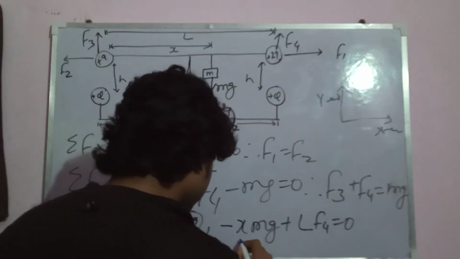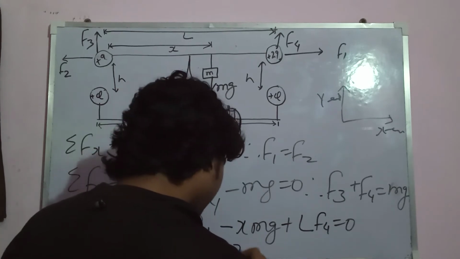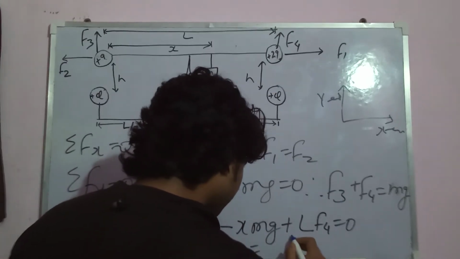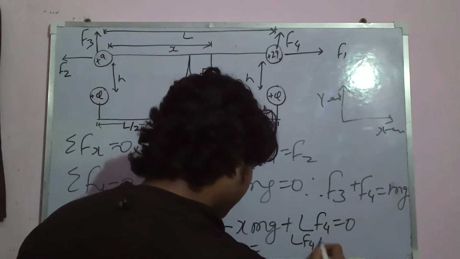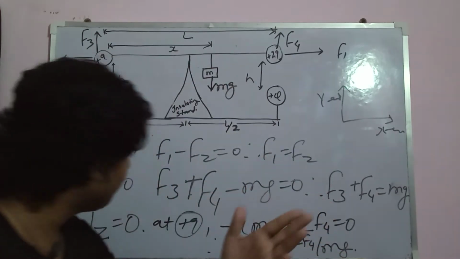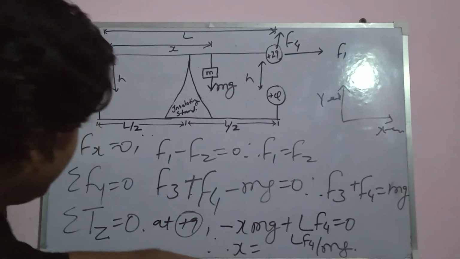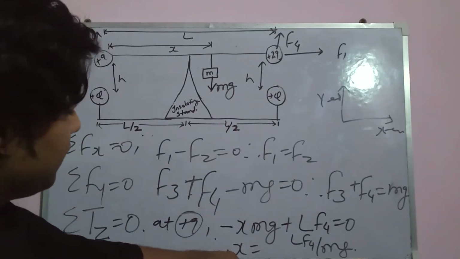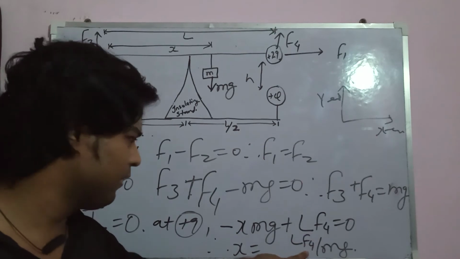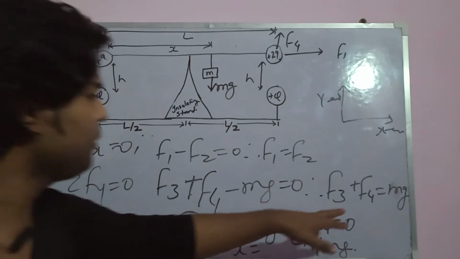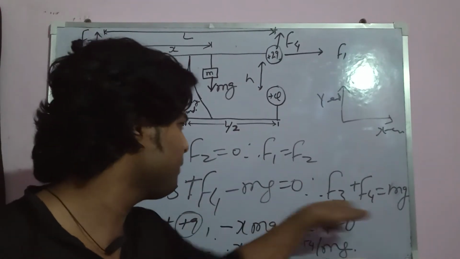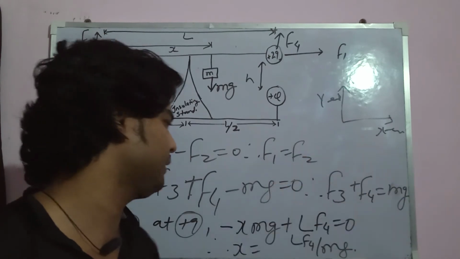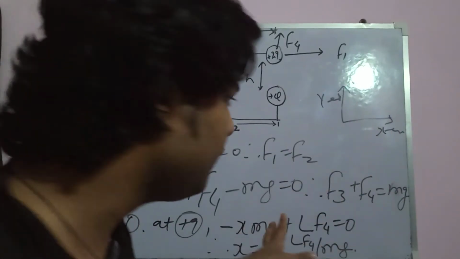Therefore, our x is equals to L F4 by mc. This is the value of x. I have solved the question, but you may have a doubt in your mind that x is still in a variable, that is F4. So I'll have to reduce this variable F4 from this equation, with the help of this equation. But our job has been done here.